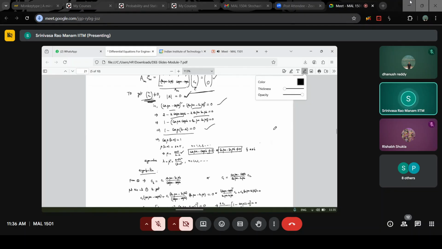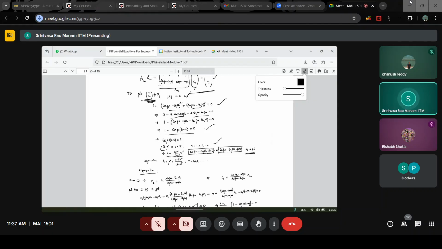That gives me mu into (b minus a) equals 2n pi. At 2n pi, the cos value is 1. Because lambda is negative, it is minus mu square, and mu is always positive, so n is from 1, 2, 3 onwards. This is your mu. At these mu values, you will have a non-zero solution. We still don't know what that non-zero solution is. Cos mu a minus cos mu b is not equal to 0, or sin mu a minus sin mu b is not equal to 0, if a is not equal to b. Anyway, a is actually not equal to b, right?